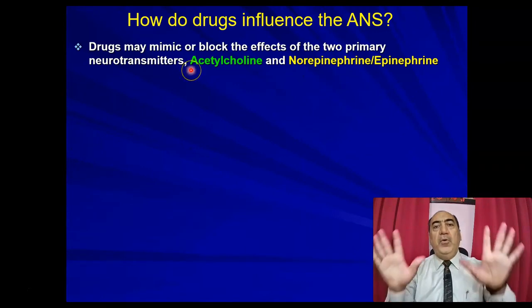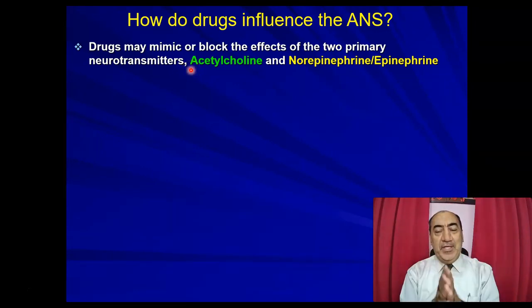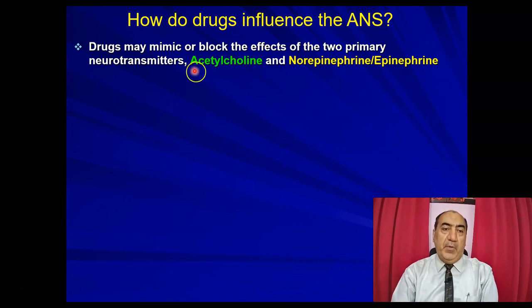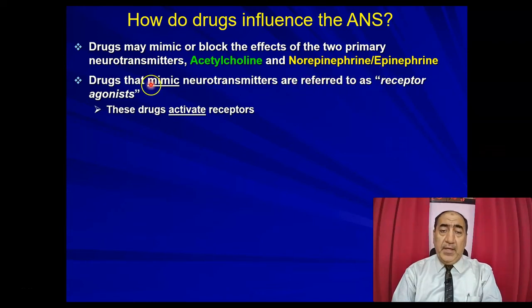Okay, so now pharmacology finally. We finished with the introduction of the anatomy and physiology. So now pharmacology. Drugs may mimic or block the effects of the two primary neurotransmitters, acetylcholine and norepinephrine or epinephrine, also called noradrenaline, adrenaline. Mimic means resemble. If they resemble, they mimic the neurotransmitter, they are called receptor agonists. These drugs activate the receptor. So agonists activate.